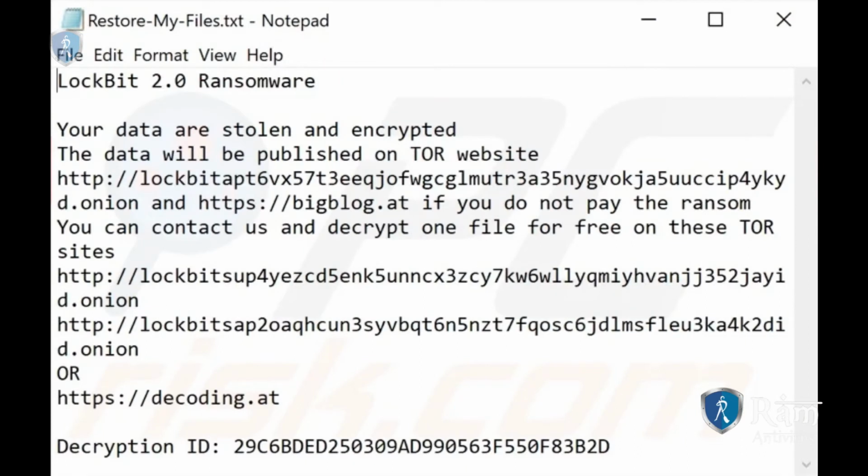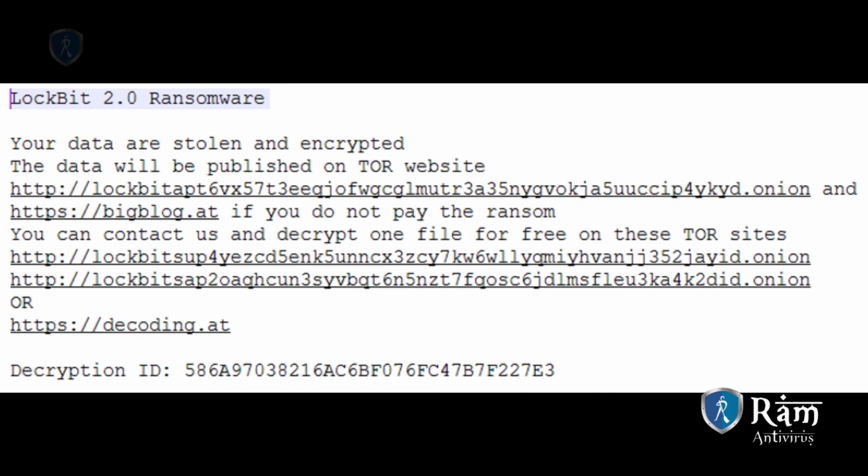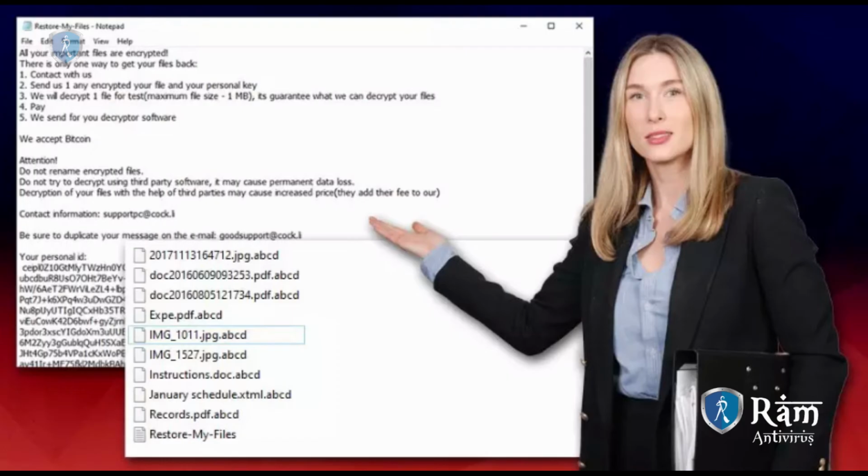The cyber criminals behind this infection demand ransom payment for the described tools. During the encryption process, LockBit renames the files with the ABCD extension.